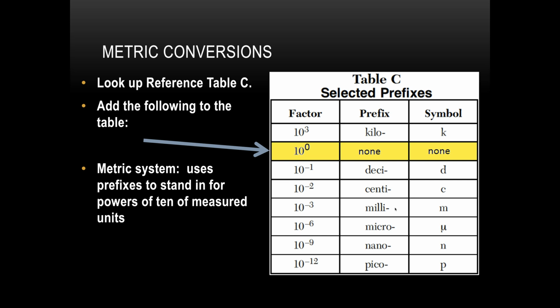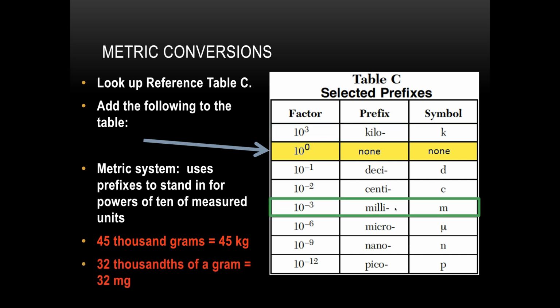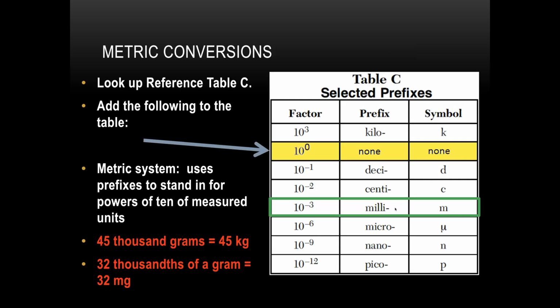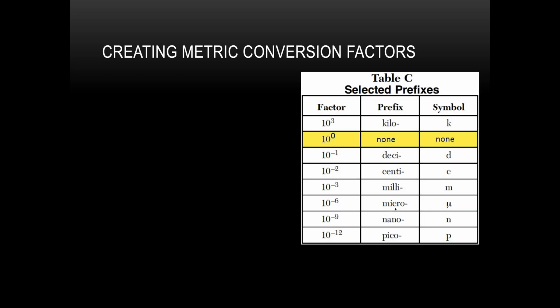So the metric system uses these prefixes so that we can keep the base unit but talk about multiples of that unit. So 45,000 grams would be 45 kilograms, and 32 thousandths of a gram would be 32 milligrams. Okay. So how do we create metric conversion factors? Well, all you have to do is find out the difference in power of 10 between your prefixes. So if you want to go from kilo to deci, that's 4 powers of 10.